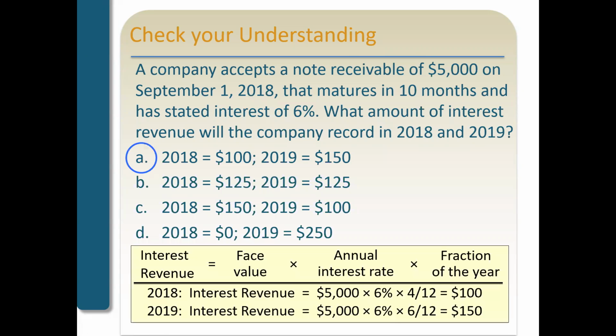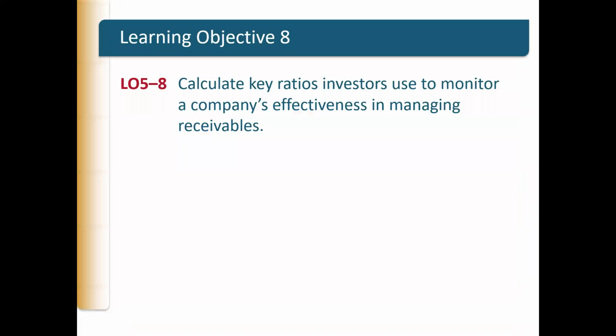So how we would handle that, on September 1st, a note receivable was taken out that matures in 10 months. But in 2018, we have to record 4 months of it. And then in 2019, we would record 6 months of it. So 4 months would be $100. 6 months would be $150.